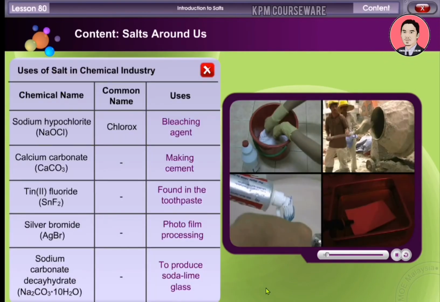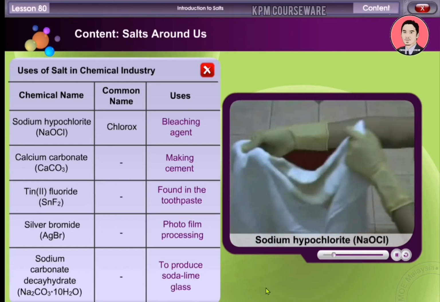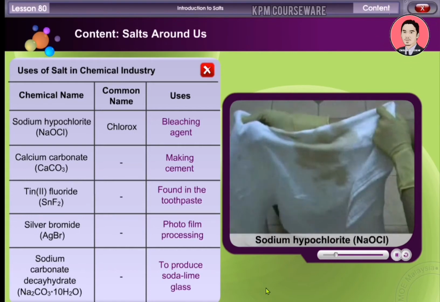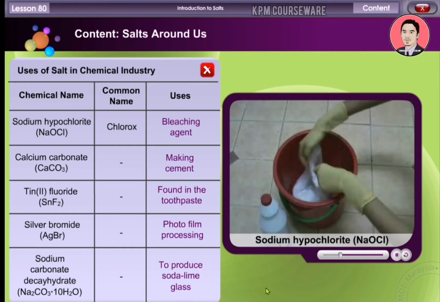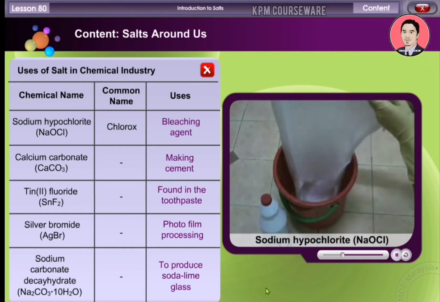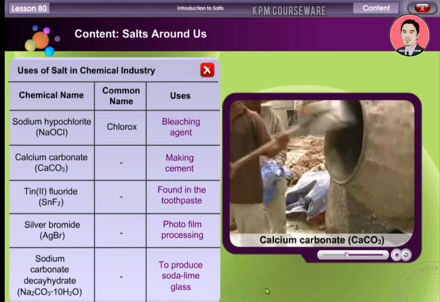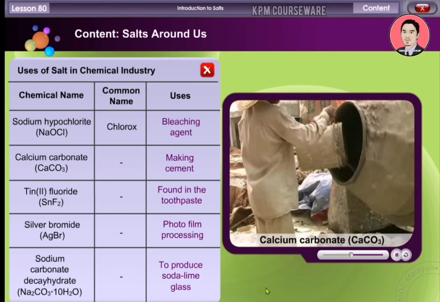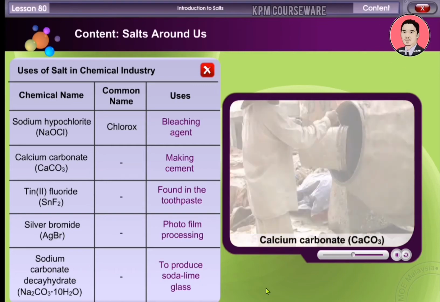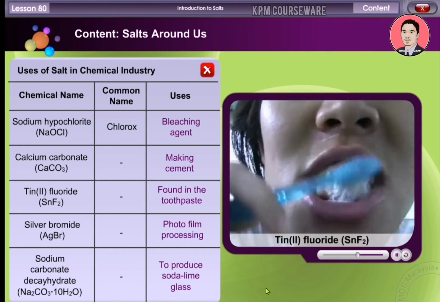Uses of salt in chemical industry. Sodium hydrochloride is used to bleach clothes during washing. Calcium carbonate is used in making cement. Tin(II) fluoride is added to toothpaste to prevent tooth decay.